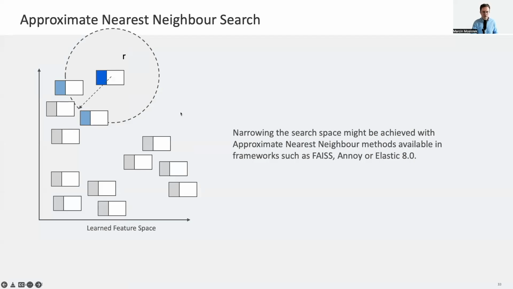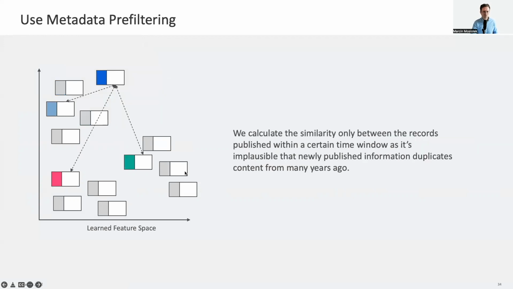What we would like to achieve is to narrow the search space. So instead of comparing the record to all the other records, we would instead compare it only to records that are likely to be similar. And one way of achieving this is to apply some kind of approximate nearest neighbor techniques that are offered by frameworks such as Annoy, Faiss, or even Elasticsearch, starting from version 8.0.